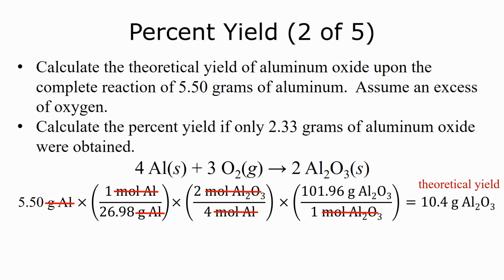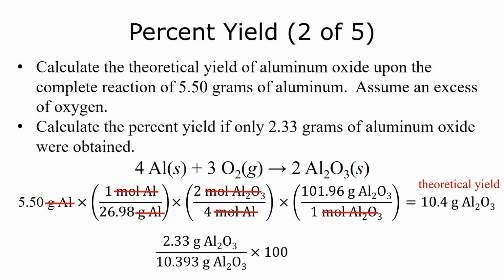However, we've been told that we only isolated 2.33 grams of aluminum oxide. So to calculate percent yield, we take our actual yield of 2.33 grams and divide that by the theoretical yield of 10.393 grams.